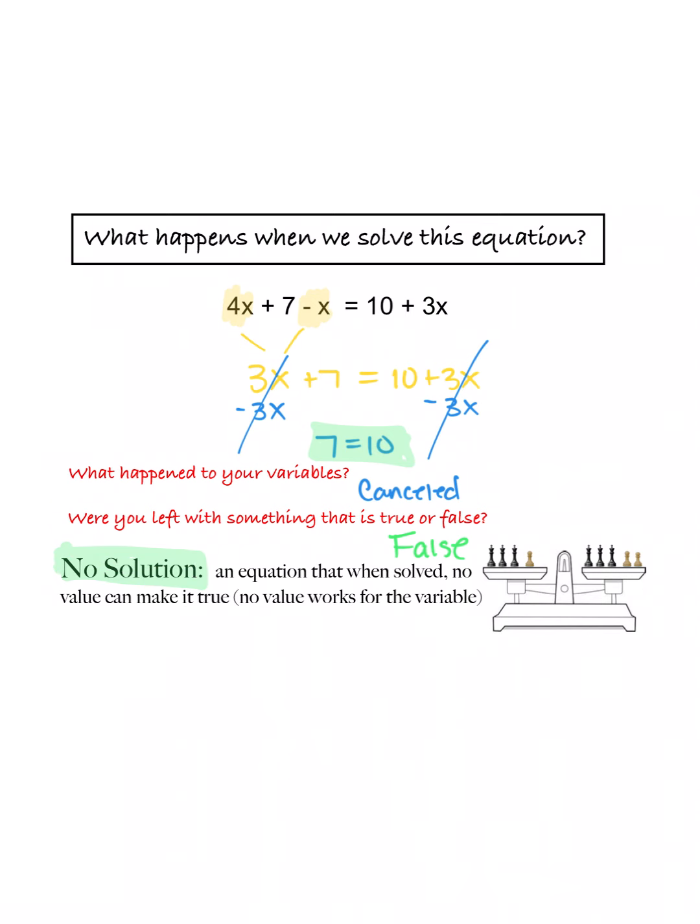So it's an equation that when solved, no value can make it true. No value works for the variable. So no matter what I plug in for those x values up there in the equation, nothing's going to make this equation true. So we would say no solution. So that's when we get a false, like 7 equals 10 or 3 equals 2, two different numbers equaling each other that are not the same.